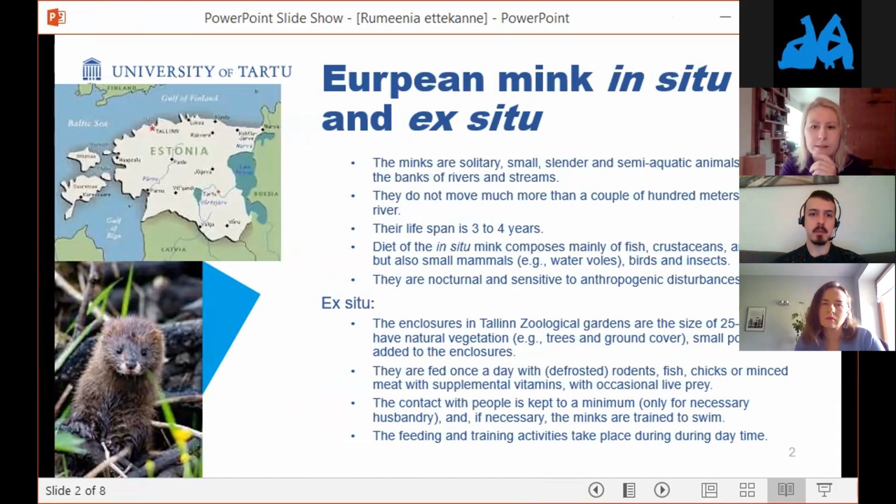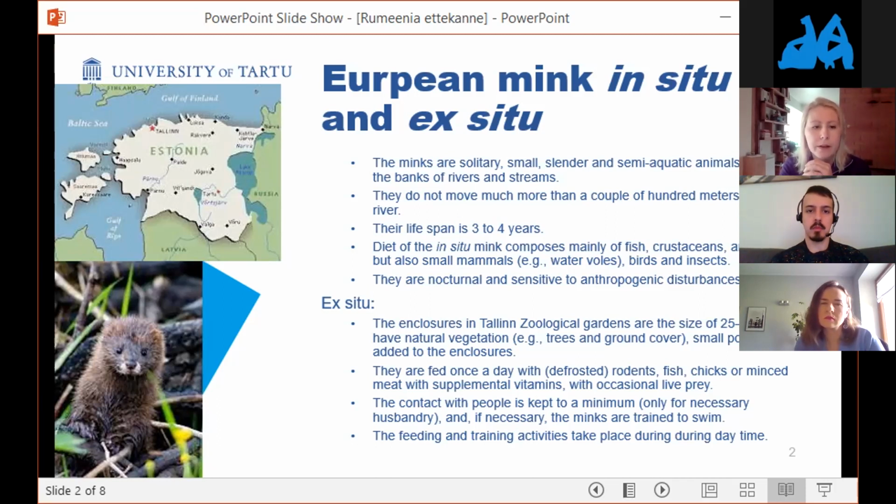And it also suffices to say that the captive conditions and in situ conditions of the highly endangered animal differed tremendously. I will not go into details here. I would maybe like you to take some attention about the diet, to see that the diet of the in situ mink composes of mainly fish, crustaceans, amphibians, but also small mammals like water voles, birds, and insects.